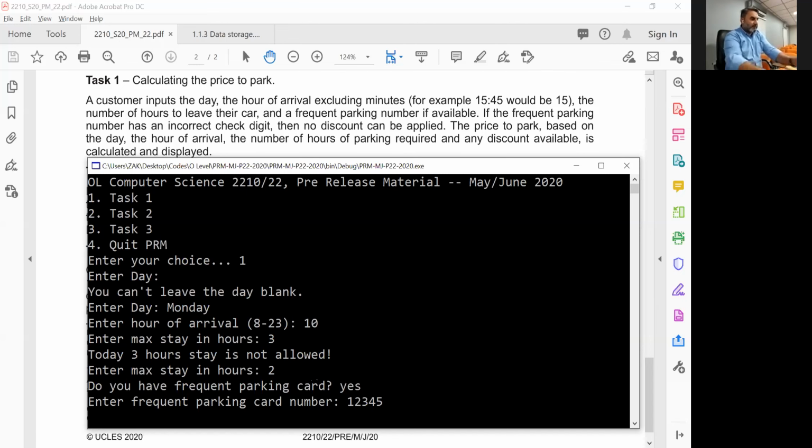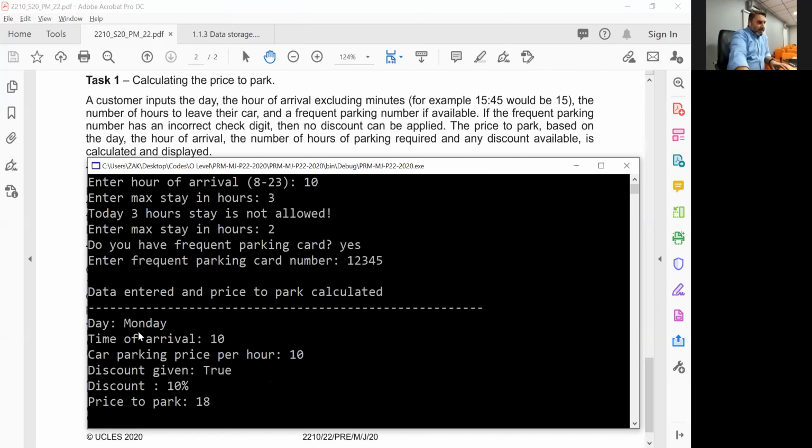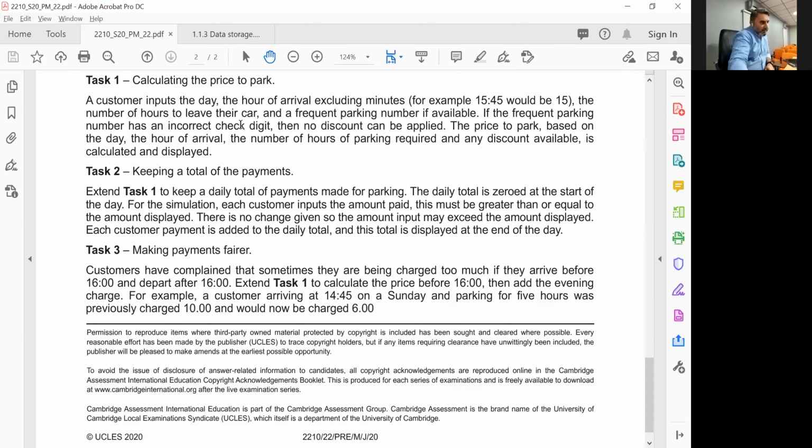So let's see. Day is Monday, time of arrival is 10, I stayed for 2 hours, and discount given is now true. So the discount is now 10%. The price is 10 per hour. For 2 hours, it would be 20, and the 10% discount is given, which is reducing the price to 18 now. So I hope that you got it, what this task is requiring us to do. And let's go ahead and see what's the next task.